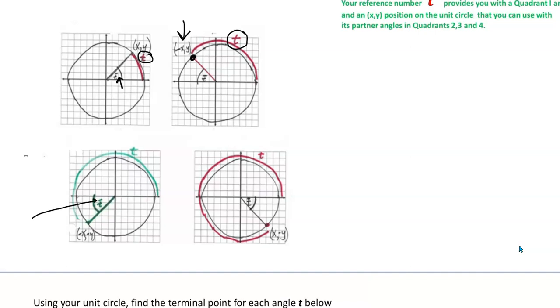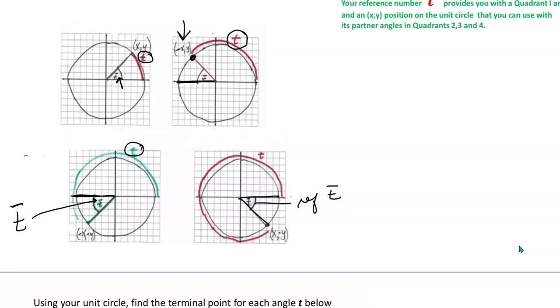Notice that angle is always the shortest distance from the x-axis to the terminal point. That's how you get your reference angle. Shortest distance from the x-axis to the terminal point. That's your T bar or your reference angle. Here is your T, which is the actual angle that you're talking about. Last quadrant, here's your T, which is your actual angle, and here's your reference angle, which is the shortest distance from the terminal point to the x-axis.